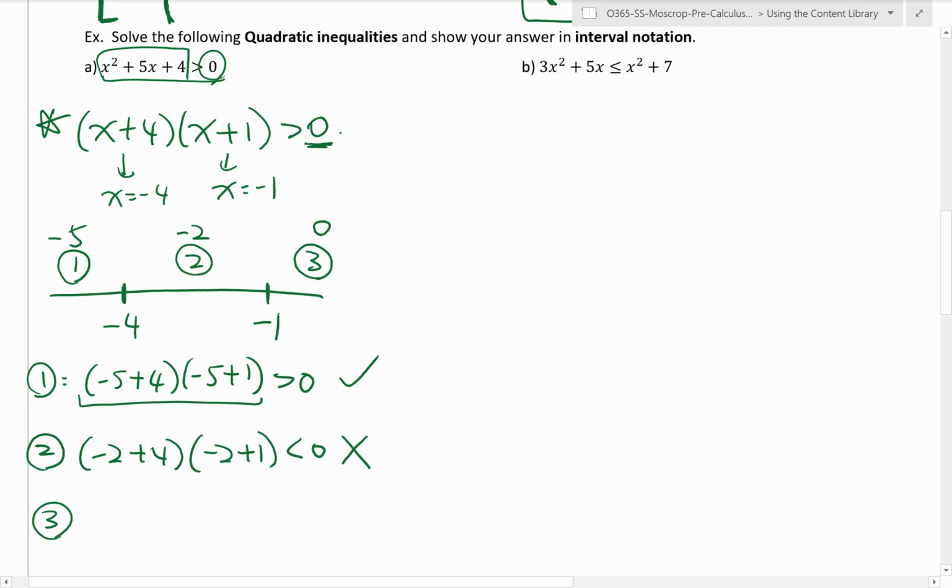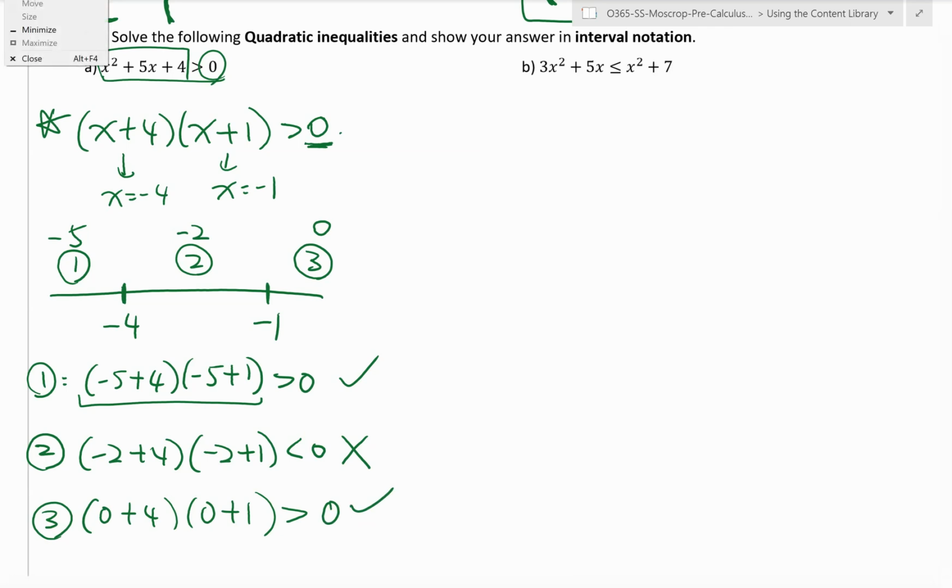And we try the number that we picked for region 3. That's 0. We have 0 plus 4 times 0 plus 1. 0 plus 4 is positive. 0 plus 1 is positive. Both are positive, multiplied together is going to be positive. So bigger than 0, so check. What this is telling us is that region 1 and region 3 are the answers.